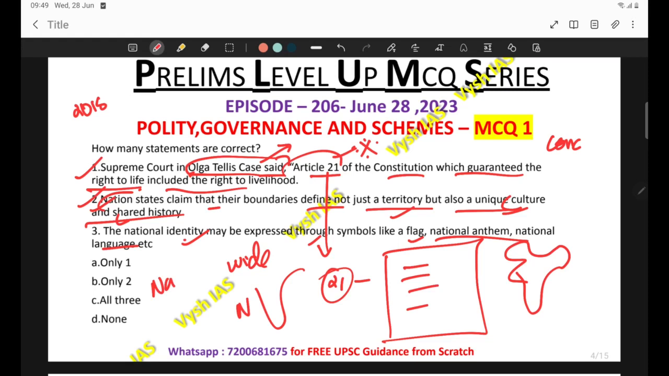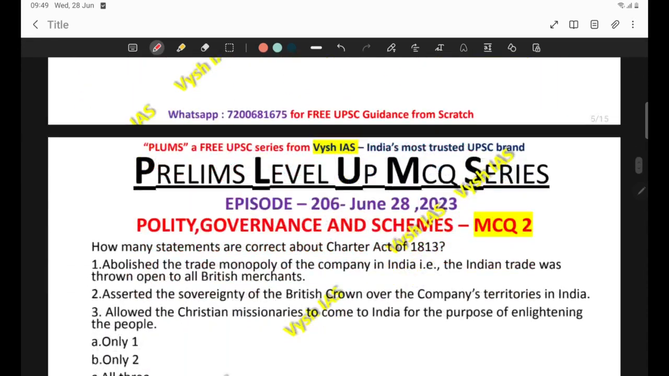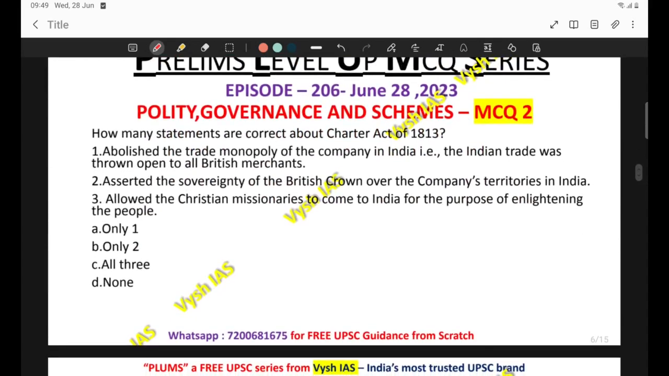So national identity, of course, will be an even wider concept. Here, symbols like the flag, national anthem, national language, etc. can come, and "etc." is a word here. Please note this point also. Since it's a wide statement, generally you can assume that the statement should be correct. So here this also should be correct. So the correct answer comes out to be all three statements are correct, and option number C is the correct answer.